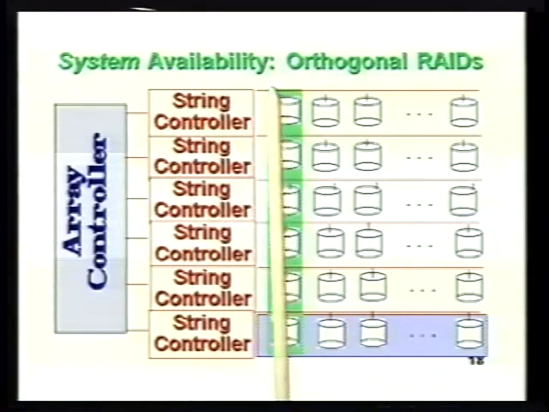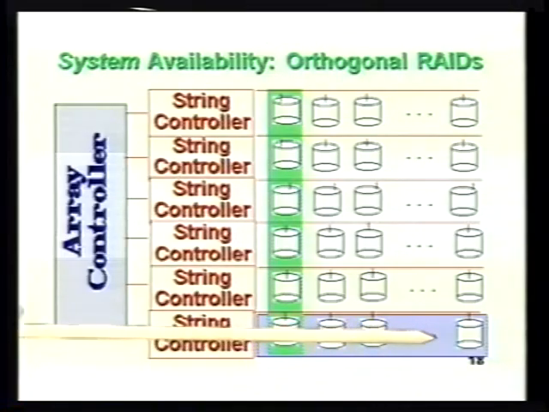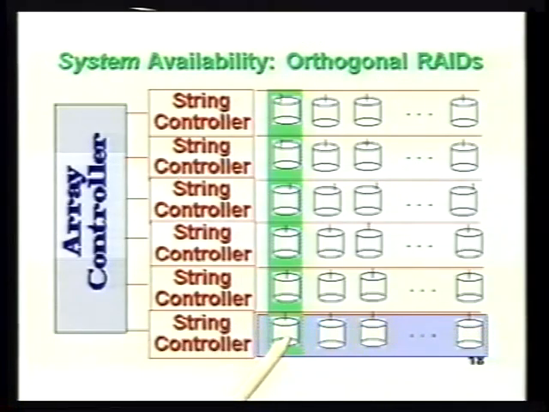However, if we do it orthogonal, if we change it so that the disks are perpendicular to the strings, what happens if we lose a string? If this string goes out, we only lose one disk from each one of the stripes, which allows us to reconstruct that in the RAID project, because that's the way the system works. If we lose one disk from this stripe, you can reconstruct the lost information. So, again, without any extra hardware, just by thinking about the right way to organize it, you can get a more reliable system.